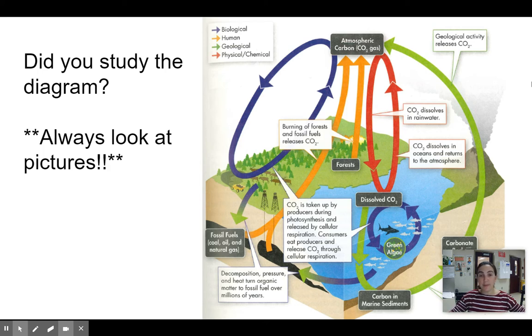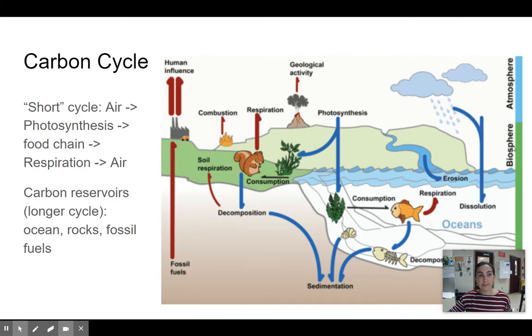So hopefully you were able to follow some of those parts of this cycle as I talked through them. Let's look a little more closely at how this cycle works. So here is another diagram showing the same cycle. You'll see a lot of the same pieces in here that you just looked at.